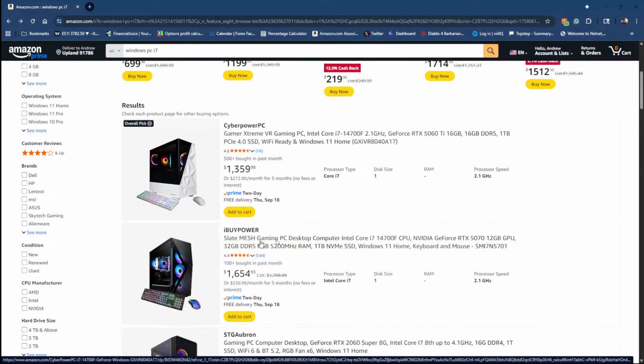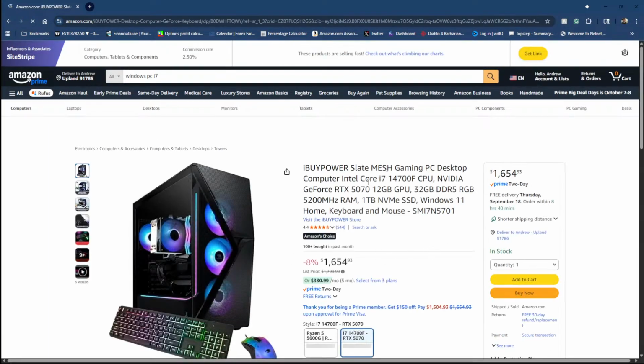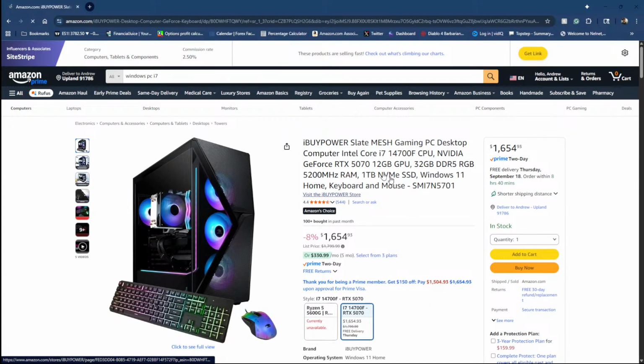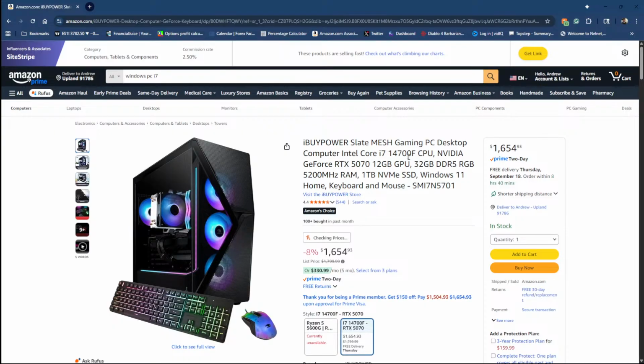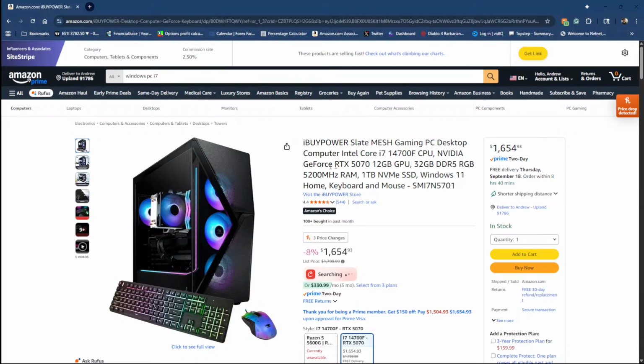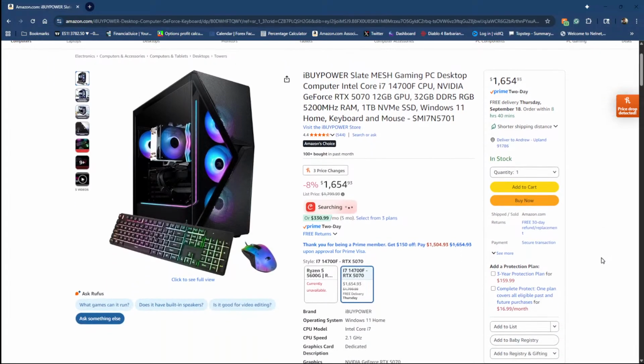So then here's another good one. iBuyPower, again, CyberPower, iBuyPower, both great computer manufacturers. This one's a little bit more expensive, and it's a little bit of a better PC. It has a slightly better video card. The i7 is slightly faster. You have 12 gigs of GPU, and then you have 32 gigs of memory. So this one is a pretty decent upgrade.